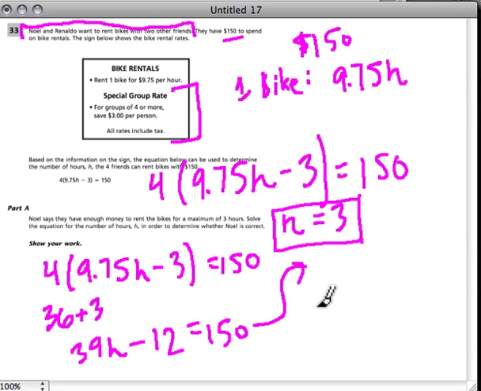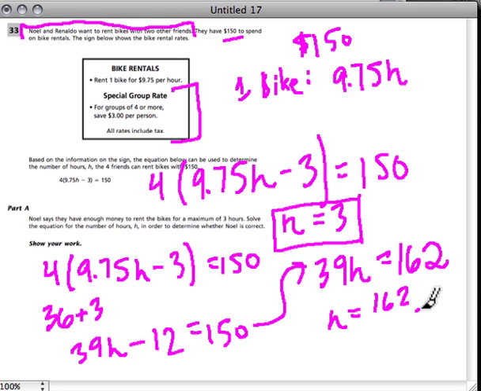Now I'm going to add 12 to both sides. I get 39h equals 162. And now h would equal 162 divided by 39. Well, the question is, I mean, we don't have to figure out exactly what h is, but is h bigger or smaller than 3?